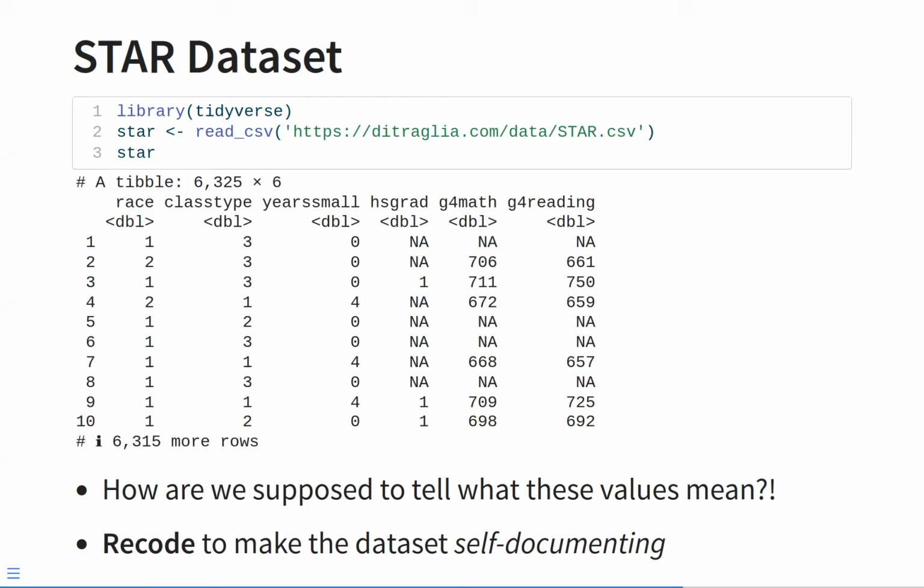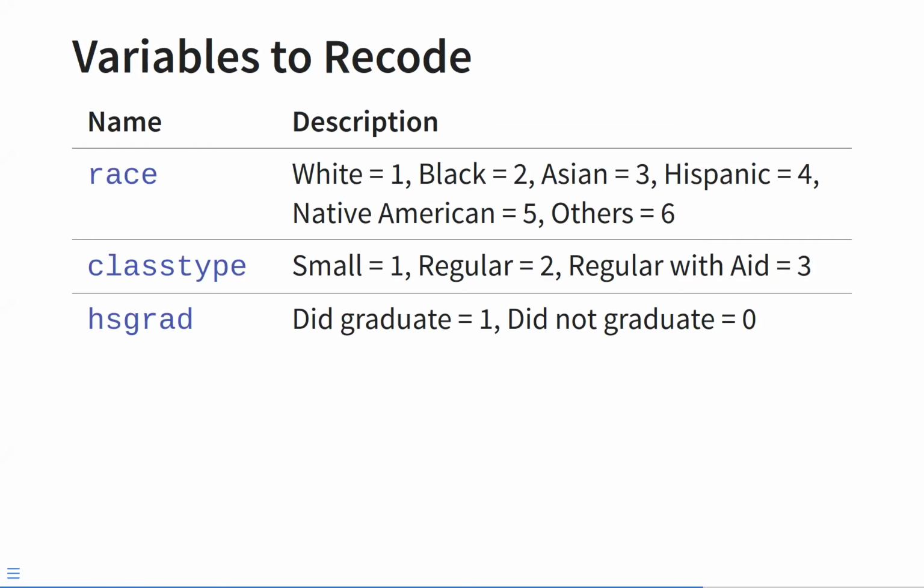That will actually make our tables a bit nicer too, because when we compute summary statistics and so on using modelsummary, it will be able to use the information that we put into the race and class type columns to make a nicer table. So here is the information on what is contained in each of those columns. It turns out that the race column is coded as follows. 1 is white, 2 black, 3 Asian, 4 Hispanic, 5 Native American, 6 others. Class type is 1 for small, 2 for regular, and 3 for regular with a teacher's aide. High school grad is 1 for did graduate and 0 for did not graduate.